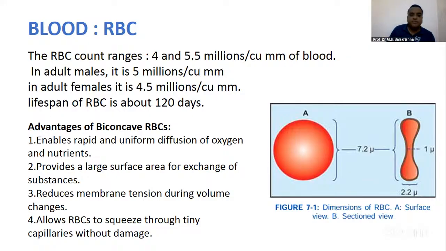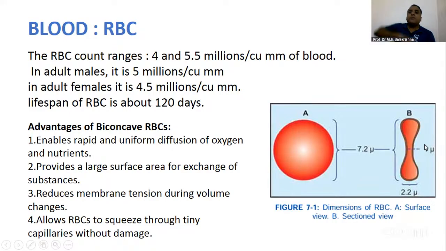So when you see the structure of RBC, it is biconcave in section view. So this biconcave shape of the RBC is actually very advantageous for it. So what are the advantages? Because of the biconcave shape, there is rapid diffusion, so oxygen can penetrate very fast.